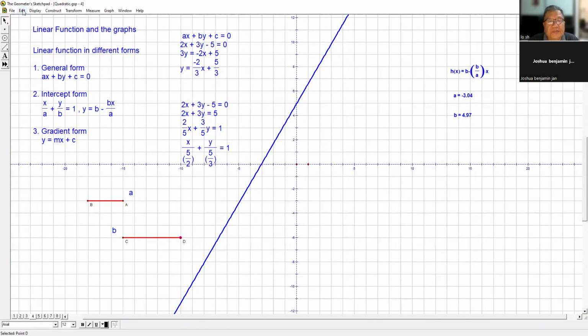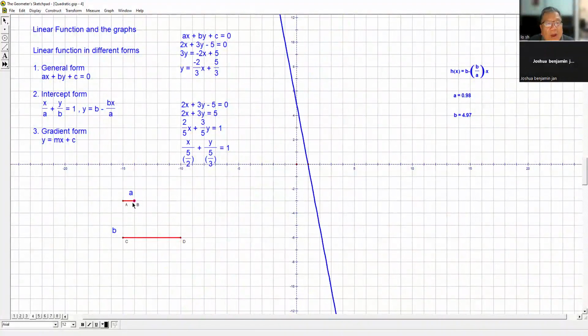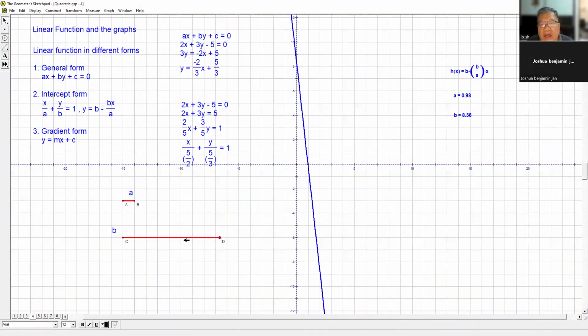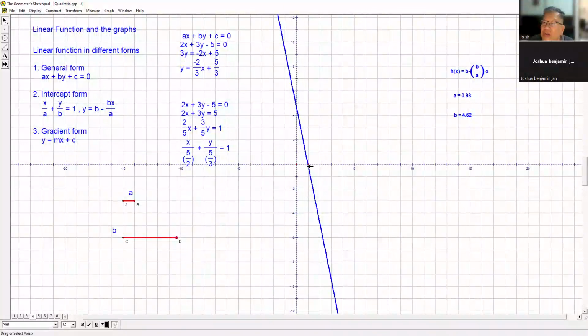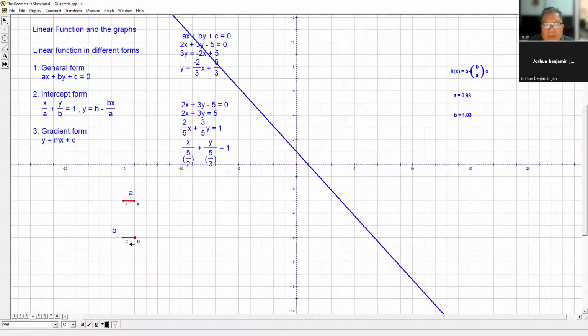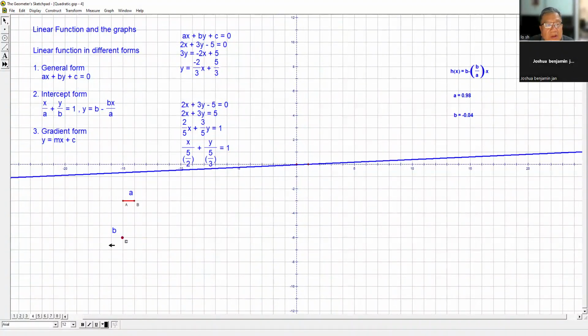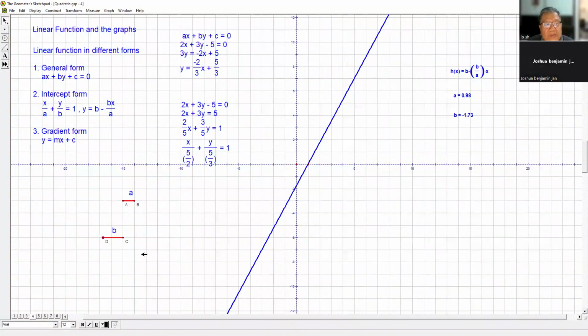Now you see, I can only move one slider at a time. So you see here, the value of A, maybe I fix it as 1. So the value of A is 1. So the x-intercept is 1. Then when I change the y-intercept, you see the x-intercept here didn't change. It's still 1. But the y-intercept, I can change. Smaller, smaller. Negative, negative. And so on.